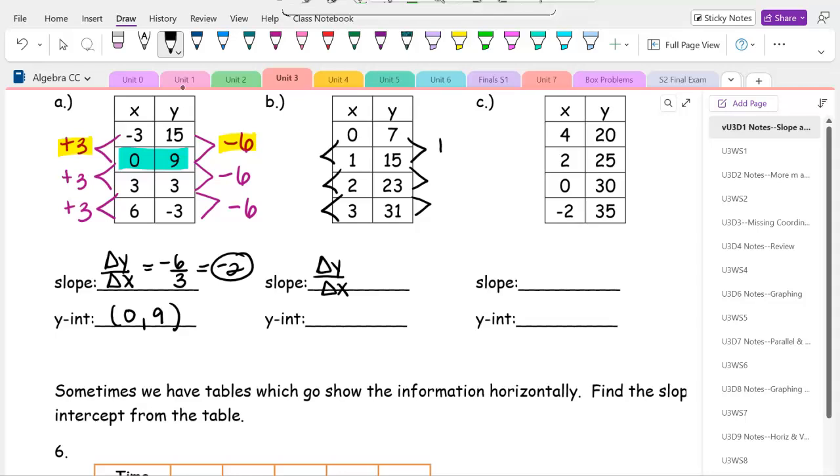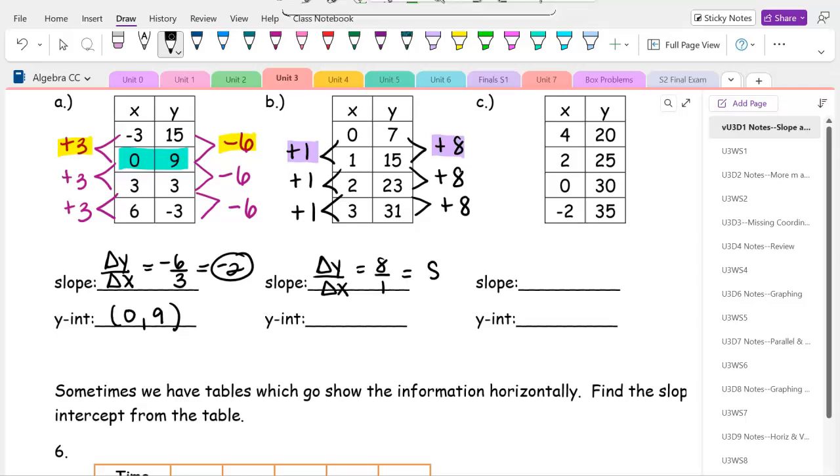7 to 15 is plus 8. 15 to 23 is plus 8. 23 to 31 is plus 8. On the other side, we're jumping by ones. Your change in y is 8. Your change in x is 1. So we're just going 8 over 1, and then we'll simplify.